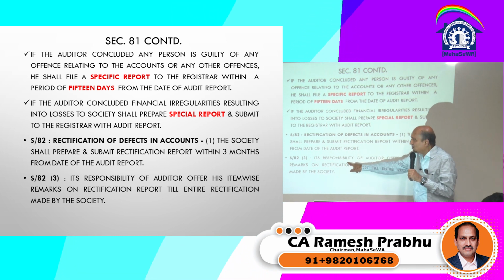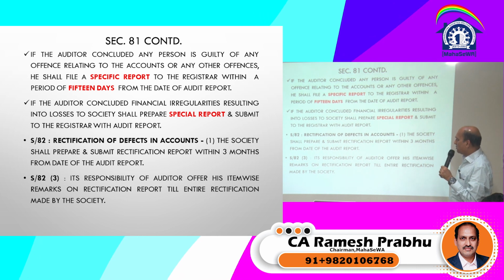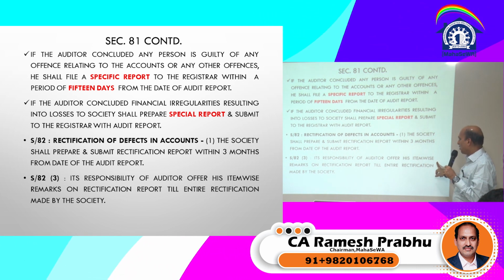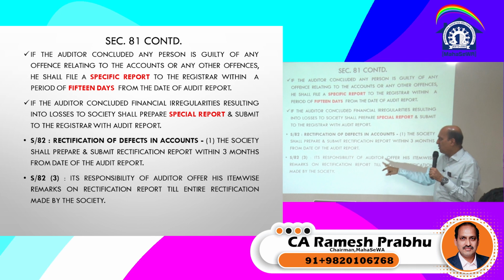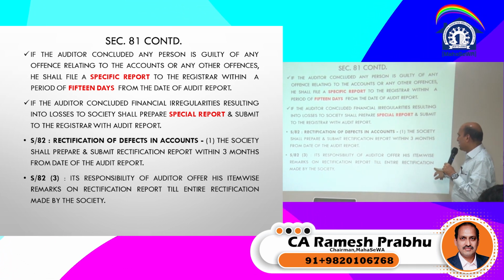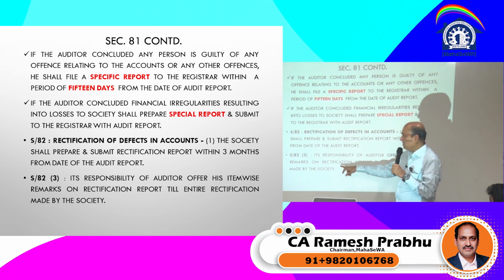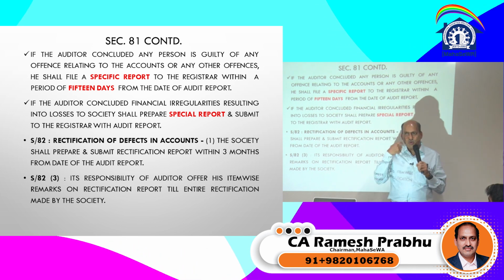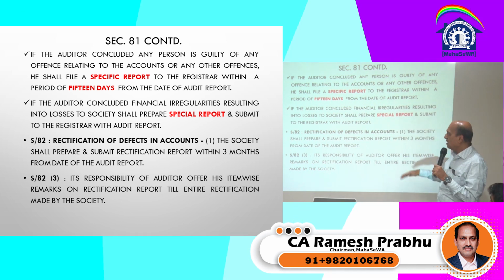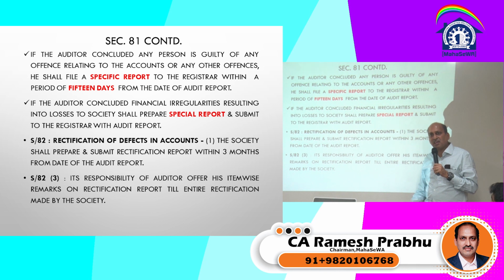Then section 82(3): it's the responsibility of the auditor to make item-wise remarks on the rectification report till entire rectification is made by the society. That means it's the responsibility of the auditor to make the remarks, and if it is not compliant, then it should be continued year after year.